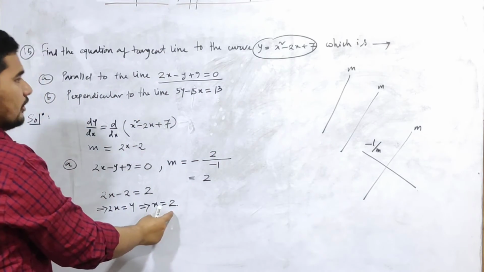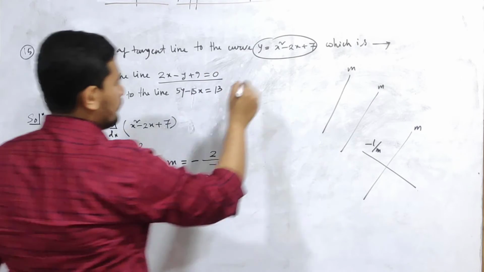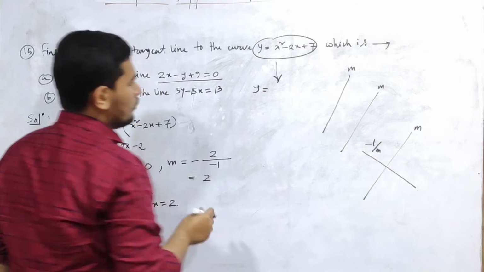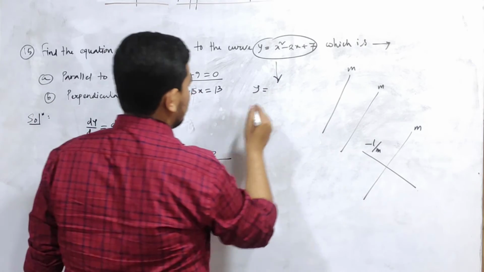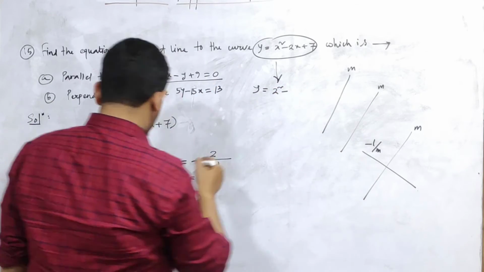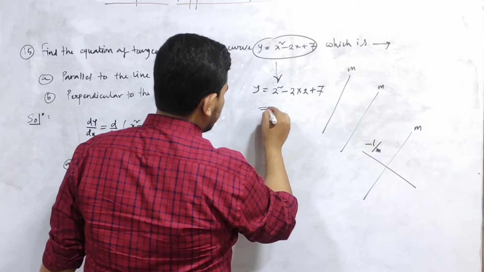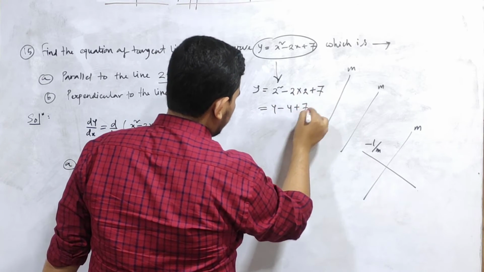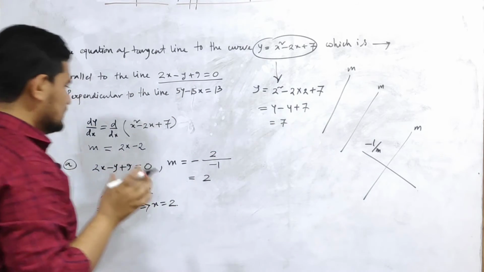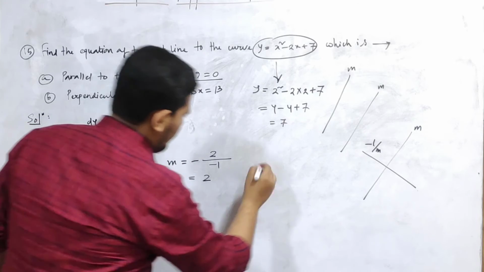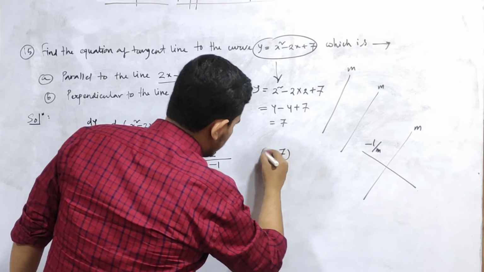So if I have x equal to 2, then from the equation of the curve I am going to find the corresponding y value, which is 2 square minus 2 into 2 plus 7, which is 4 minus 4 plus 7. So 7. This is the point at which we need to find the tangent. So basically the point is (2, 7).